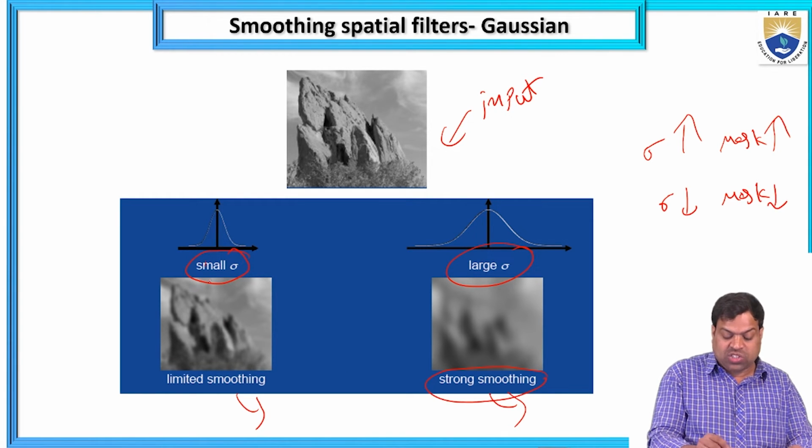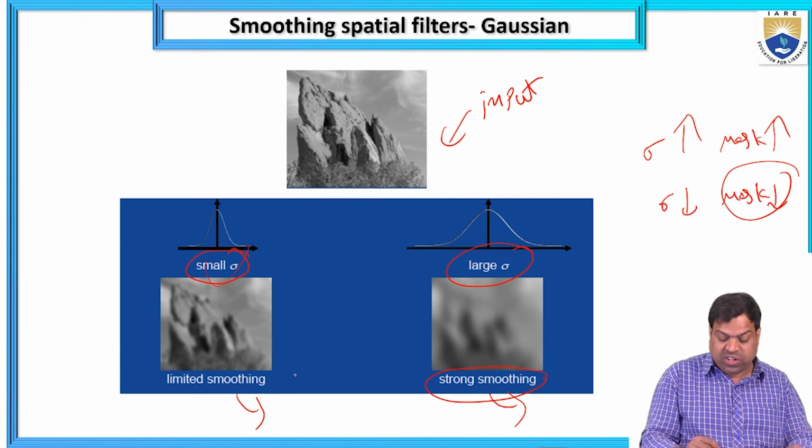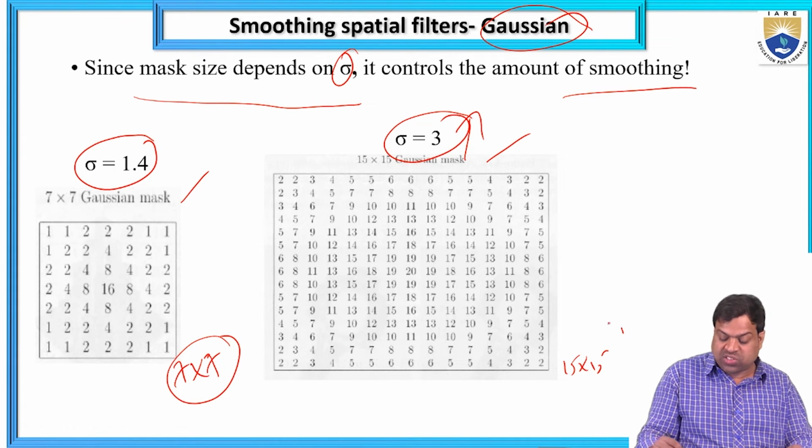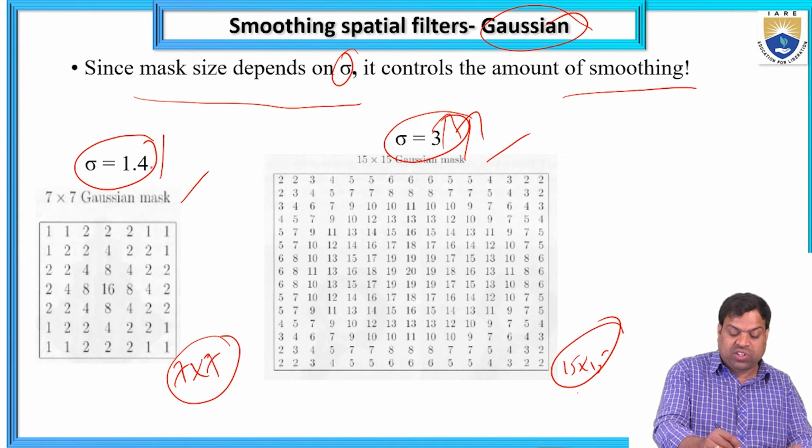So here small sigma means the mask size is very small. Here the mask value is very high, like this. Here the mask size is 7 by 7. Here the mask size is 15 by 15. The sigma value is increased here, and the sigma value is decreased here.